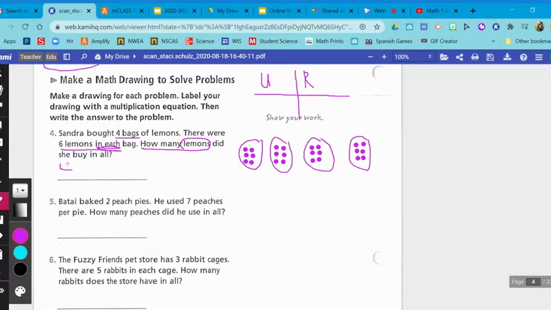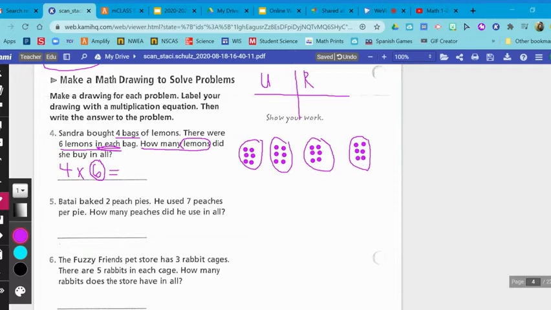4 groups of 6, because there's 6 in each group. So I'm going to circle that just like we did with our 5's multiplications on day 1. And then because they want an equation, I need that equal sign and my answer with a label. I don't know my 6 count bys yet. So there are 3 ways we can solve.